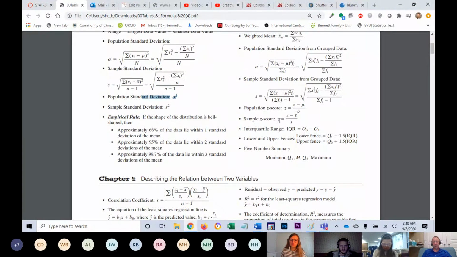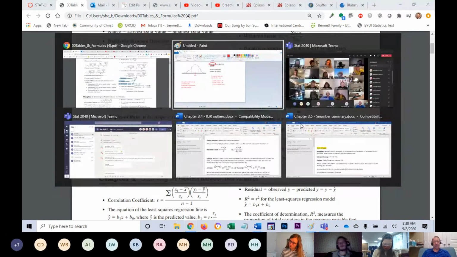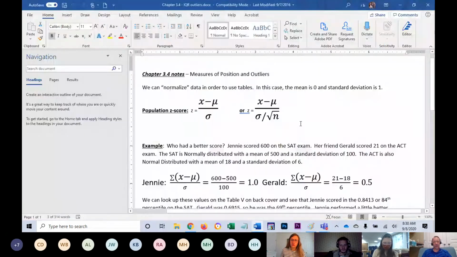They've got the population z-score and the sample z-score. Actually, I'm going to go to my notes because I'm going to be a little bit different here. But here's the formula: z equals x minus mu over sigma, okay? This formula can be used on all tests during chapter 3. In the future, I'm going to be giving you a very similar formula: x minus mu over sigma over the square root of n, okay?